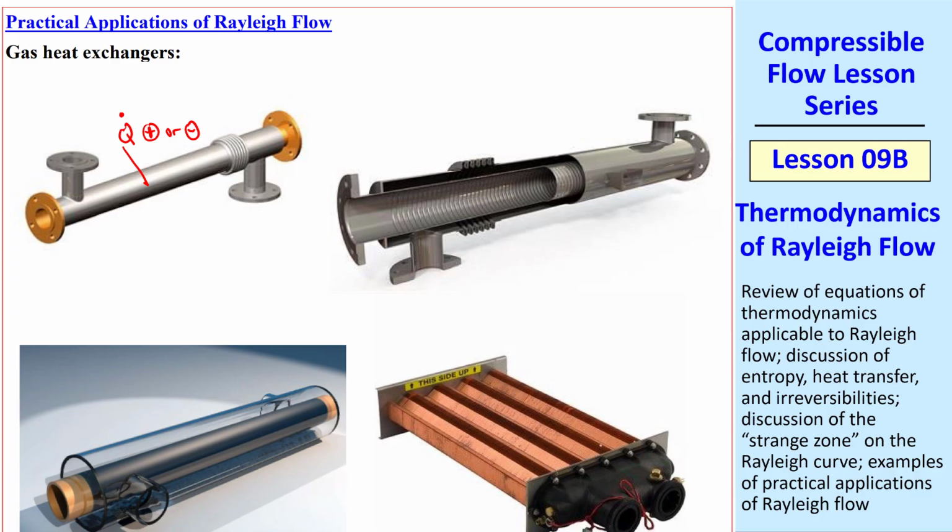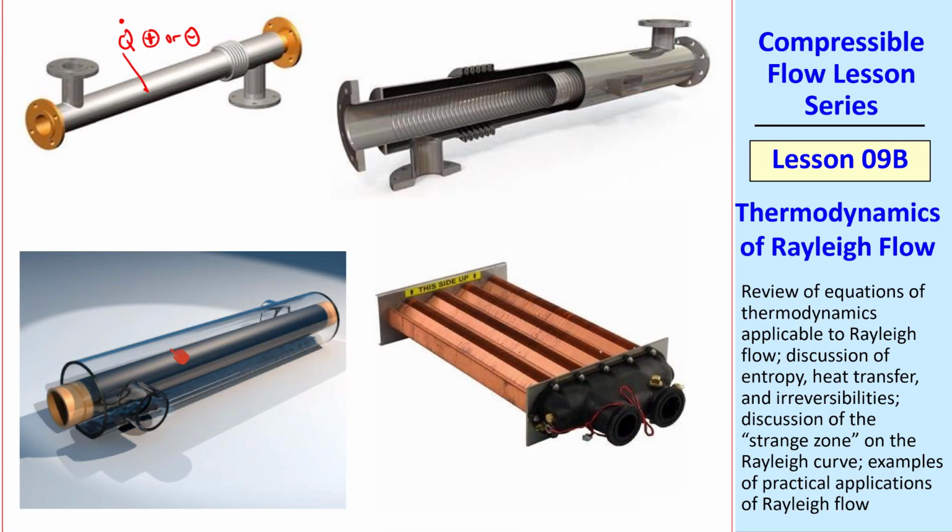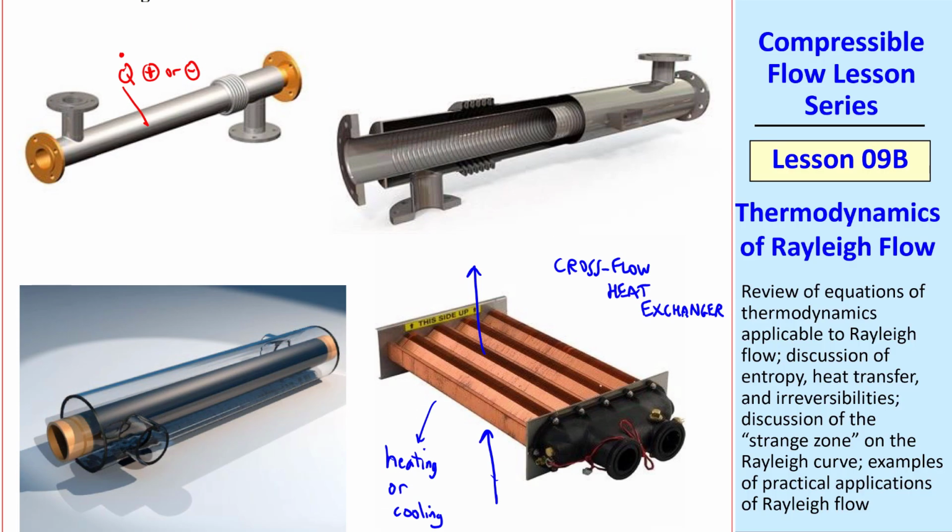Again, these tubes can't be too long or friction will become important, and Rayleigh flow won't do a great job of approximating this flow. Here's one that was set up with a transparent annulus so they could do some experimentation on this flow. And here's a cross-flow heat exchanger where the flow comes up through the heat exchanger, and you can have heating or cooling depending on the temperature difference between the fluid flowing up and the gas going through these tubes. All of these are examples of external heat transfer, since the heat is coming into the tube or going out of the tube from the outside.